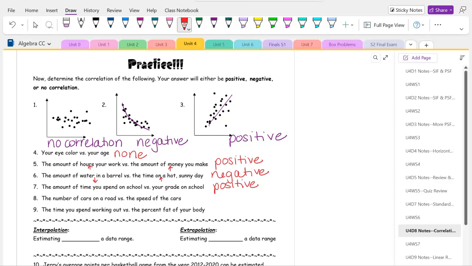Number of cars on a road versus the speed of the cars. Well, think about traffic. If there are a lot of cars on the road, they're all going pretty slow, so this would be negative. And finally, the time you spend working out versus the percent fat of your body. Well, if you work out a lot, that percent fat is going to drop. And so since those are opposites, this is negative.